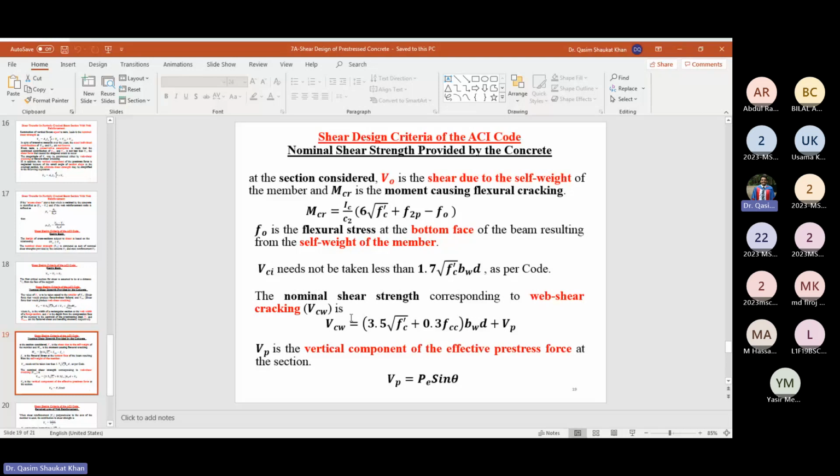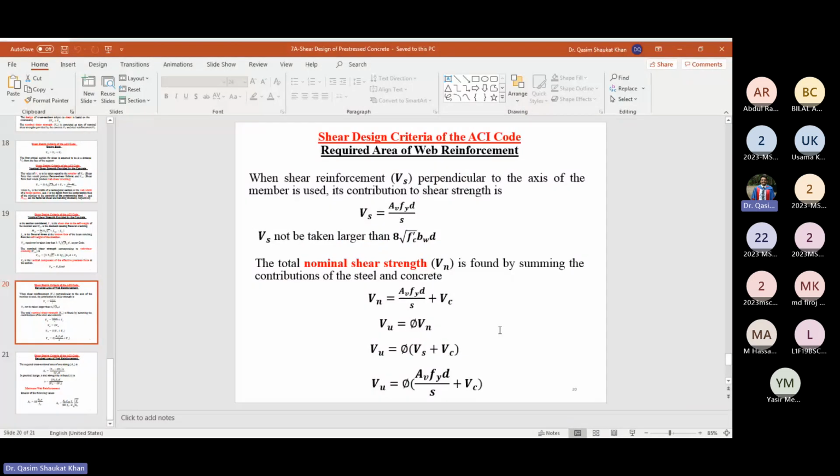Then the nominal shear strength corresponding to the web shear cracking, VCW, is equal to 3.5 times √fc' plus 0.3 fpc into bwd plus Vp, where Vp is the vertical component of the effective pre-stress force.